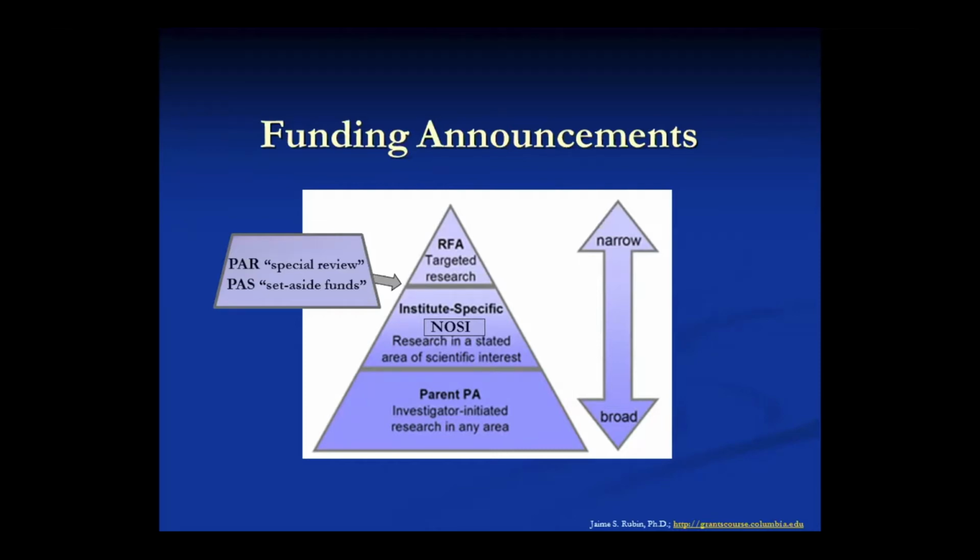And then at the top of the pyramid is the very specific RFA, or request for application and targeted research program, where if you read the RFA funding announcement, NIH is very specific about the type of applications that they want to see, the specific aims that they want to see in these applications. And they have dedicated X amount of dollars, if you will, with the expectation of funding Y number of awards. So it's important when you respond to a particular funding announcement to understand what type of funding announcement it is.